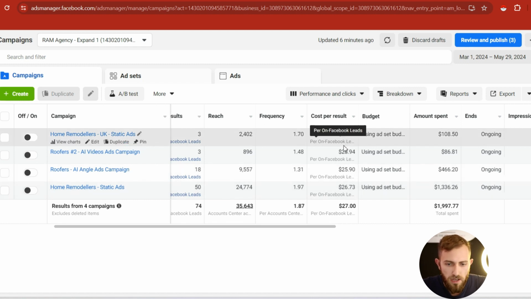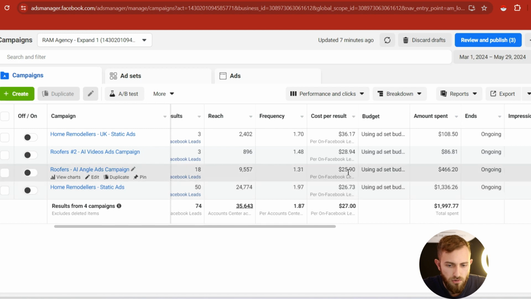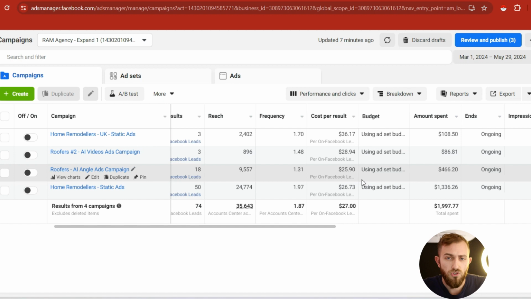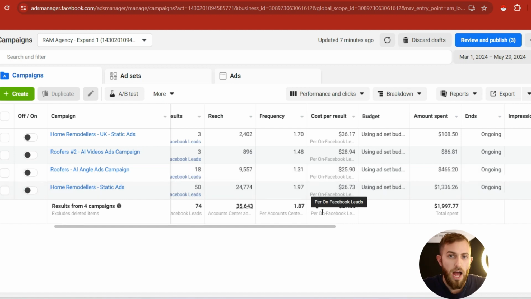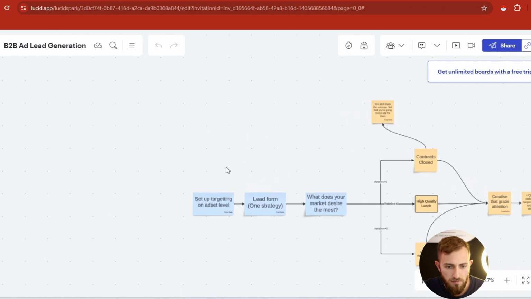The general cost per lead, I had different ones, and at some point I was optimizing the ads and the cost per lead was even lower than $26 or $25. At some point it was like $18 per lead, which for the contracting industry in the US is quite good. And I'll show you how you can get similar results with the campaigns that you're running and the niche that you're going after. All right, so let's dive in.